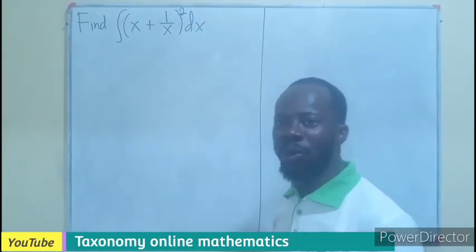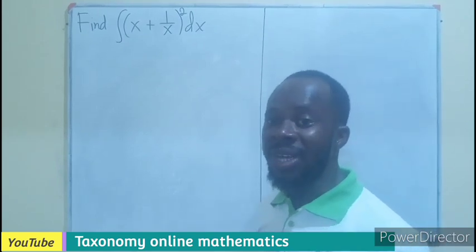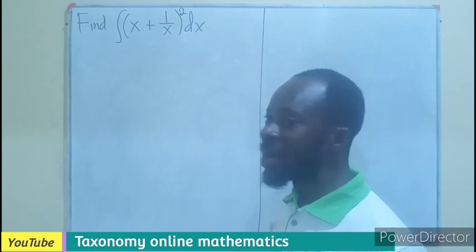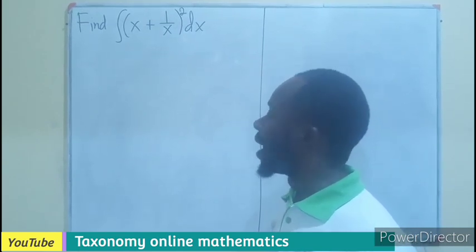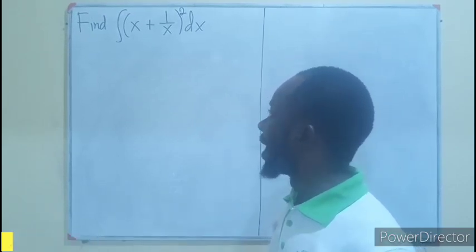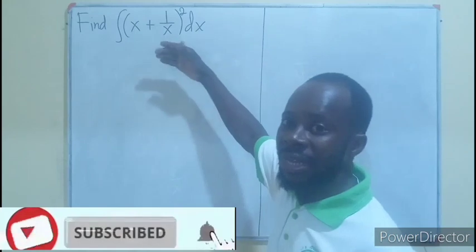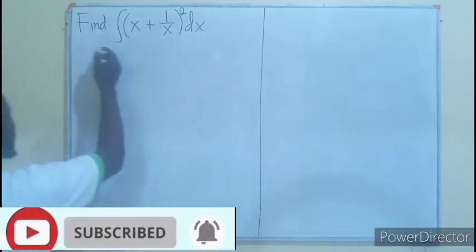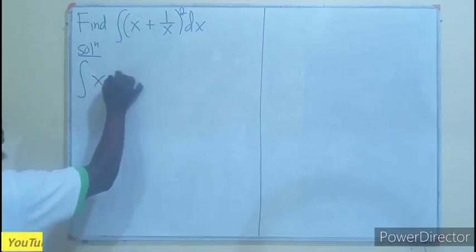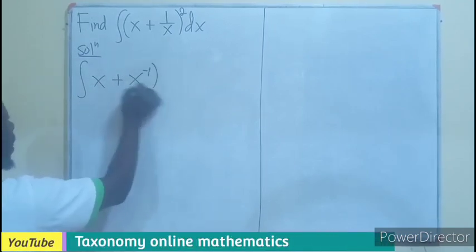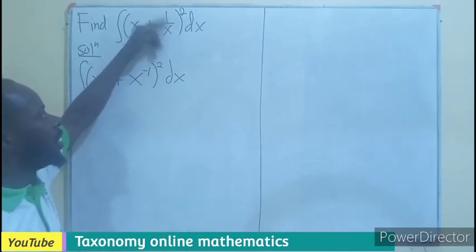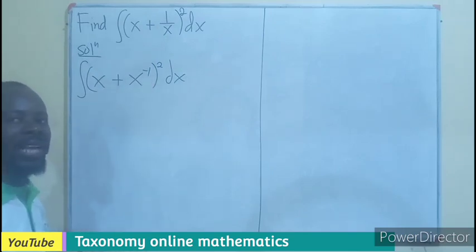In this episode, we want to continue with integration by substitution. So we have the integral of (x + 1/x) all raised to the power of 2. We can still convert this fraction to become a linear term, as in the integral of (x + x^(-1))^2 dx. This is just under indices, the reciprocal, so you have a negative exponent.